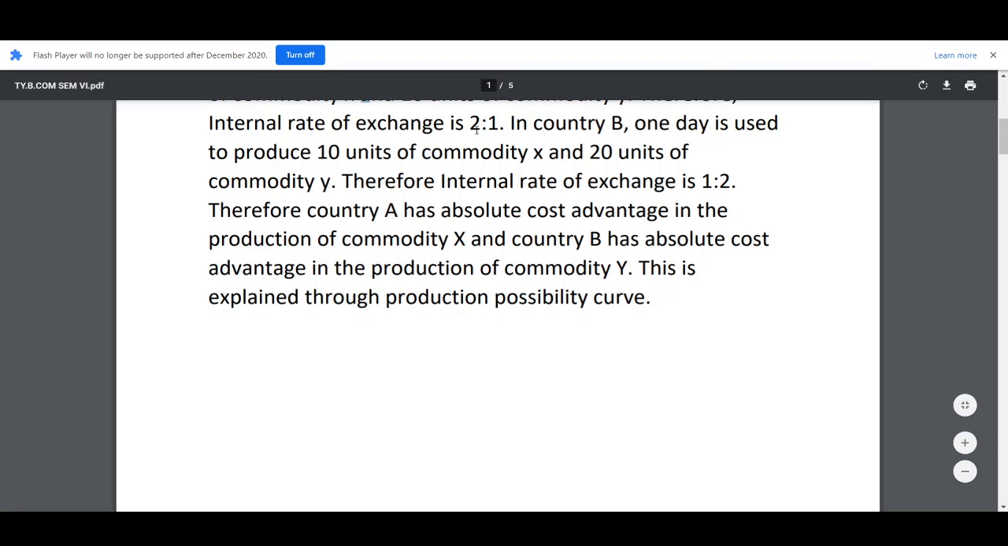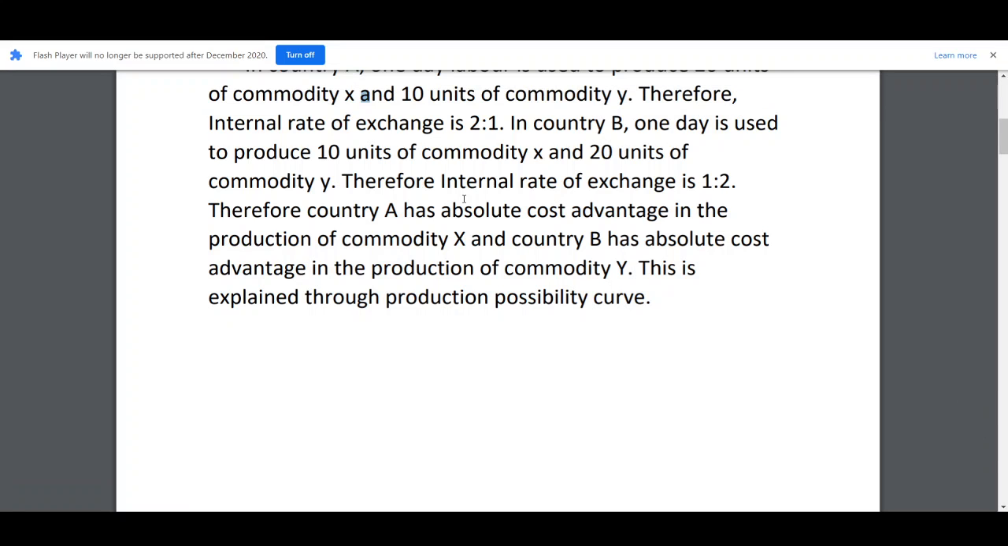See, this is X and this is Y. Okay. So country A, which is producing more, that is 2. Okay. And country B, only 1. Which commodity? That is commodity X. So in which is the benefit? Which country? Country A has more benefit in the production of commodity X.